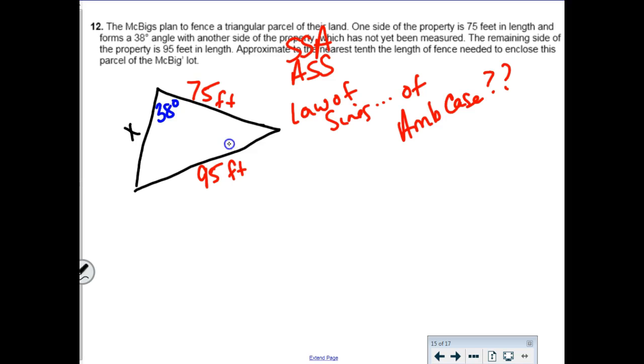So we still are going to set up law of sines, and you only have so many clues to work with. So we're going to start with the 38 degrees and the 95 feet. So sine of 38 over 95 feet. And then the only other clue you have is the 75 feet, which means you're only going to be able to figure out this angle. Now, I need to call this angle something. Can you just give it a name?